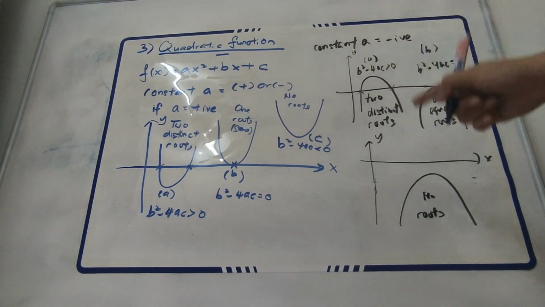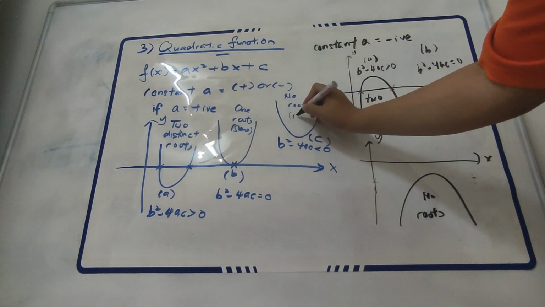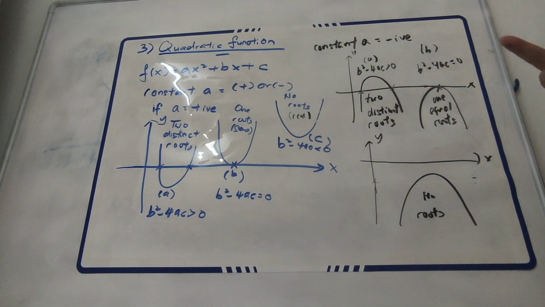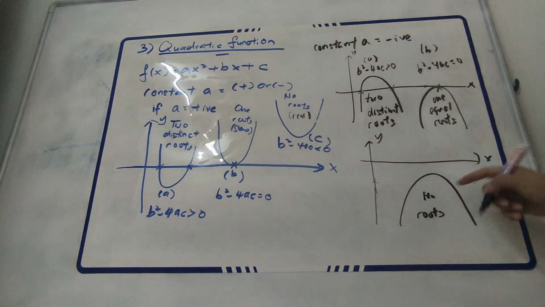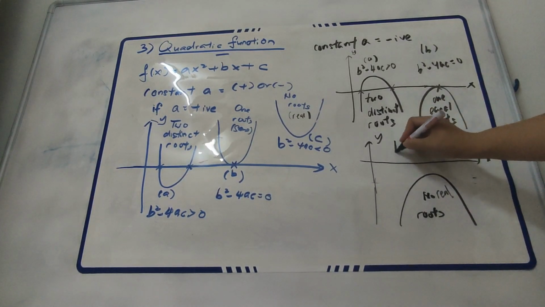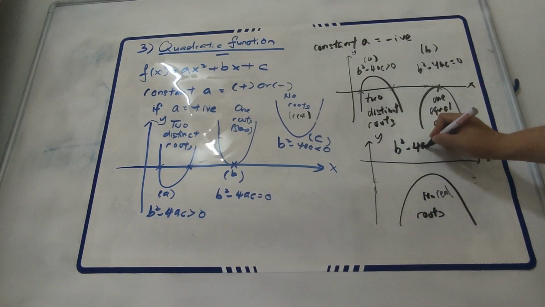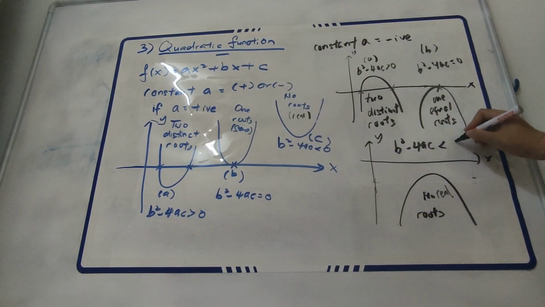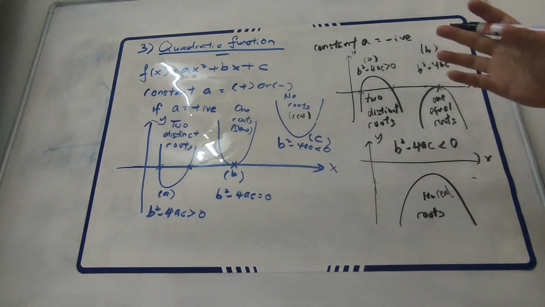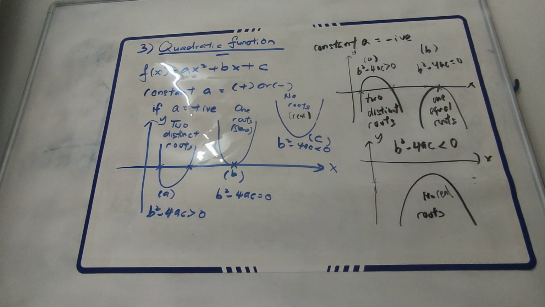Here I want to add some extra. No roots means no real roots. Even if you have roots, the value of the roots is imaginary. So no real roots, so b squared minus 4ac smaller than 0. So these are some properties of the quadratic function.